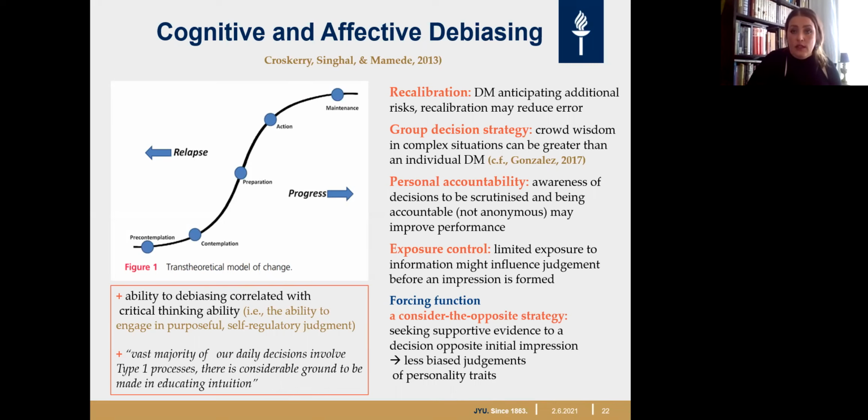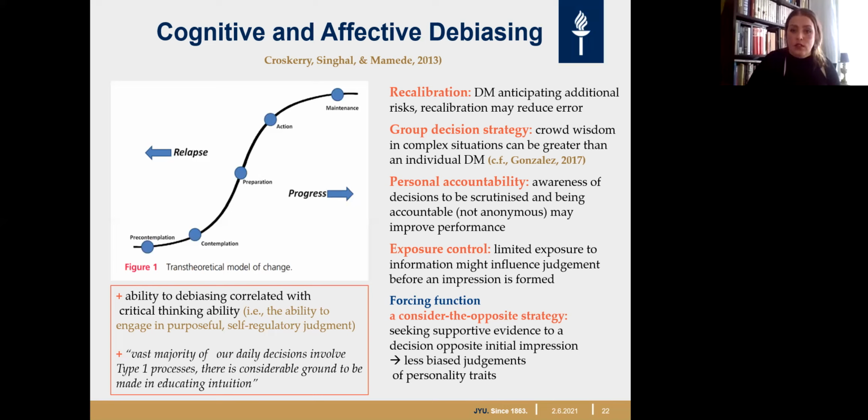Then affective debiasing can be done by personal accountability, so that if people are aware that the decisions they are making are going to be scrutinized and they are accountable for those, and the decisions are not made anonymously, that might improve performance. Then exposure control: limited exposure to information might influence judgment before an impression is formed. So this is trying to control the mere exposure effect or mere exposure bias.